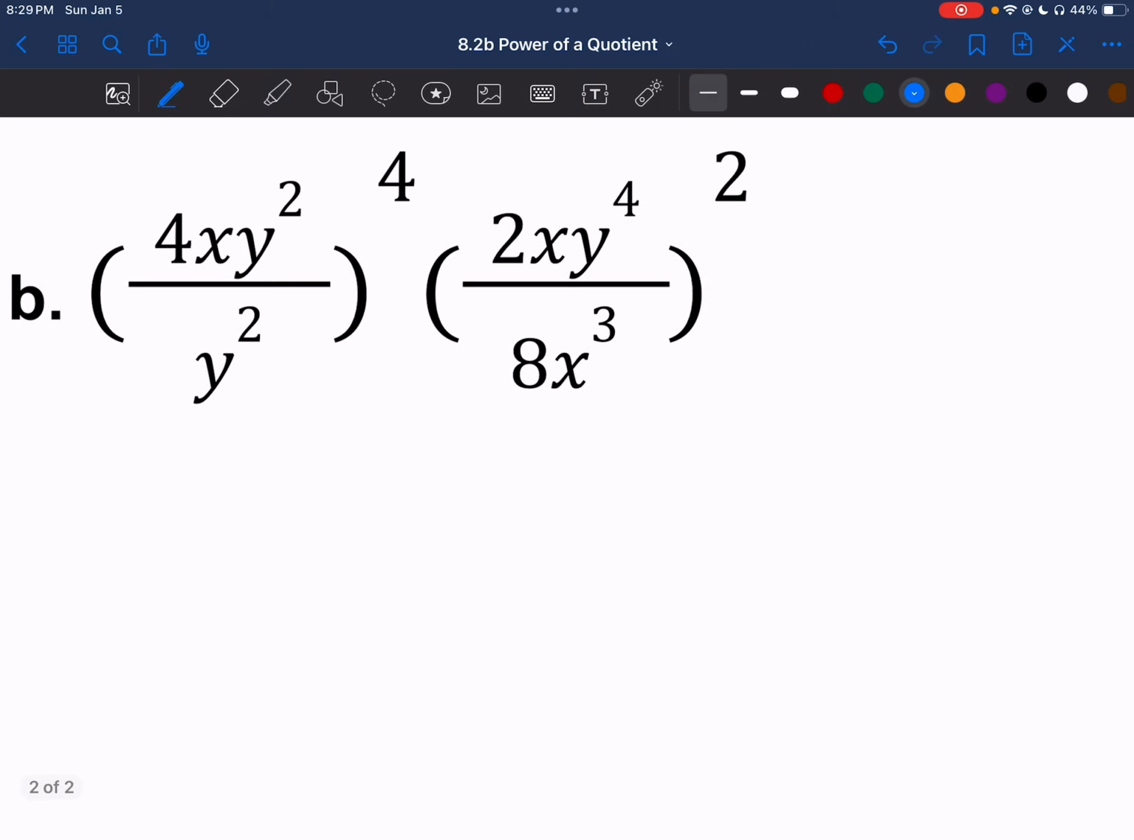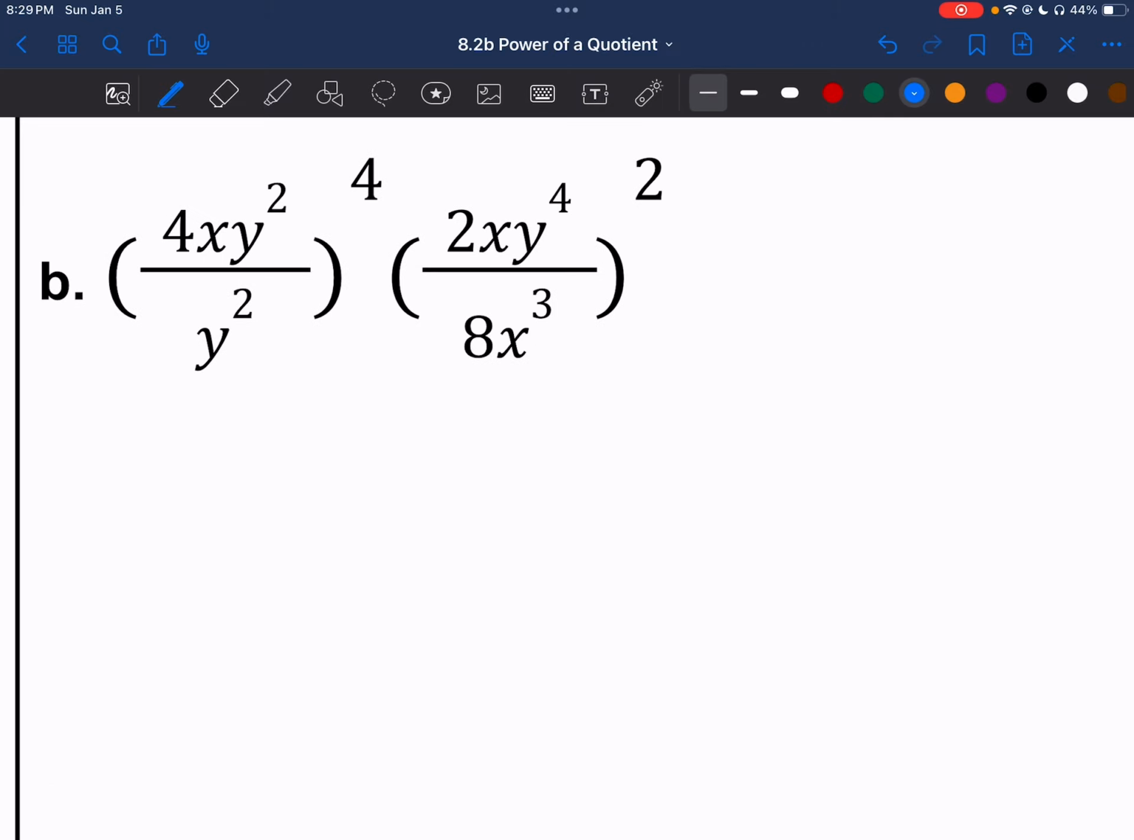I want you guys to try letter B now. So you're going to have to apply quotient rule a couple times, and you have multiplication properties to work with here. So let's work on it on your own and then check your work against mine.